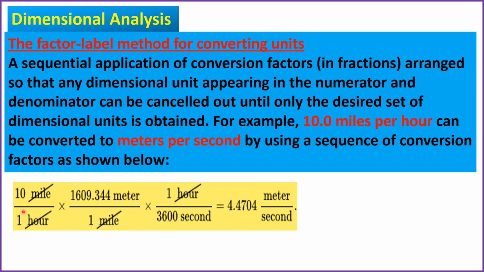So we then multiply the quantities in the numerator, that is 10 times 1,609.344 times 1, all over 1 times 1 times 3,600, and we shall get 4.4704 meters per second, which when rounded off to 3 significant digits, the answer is 4.47 meters per second.